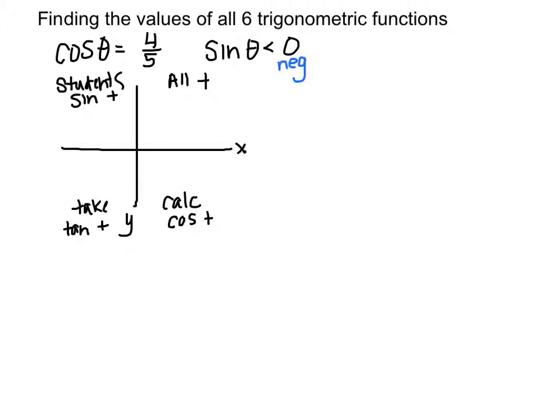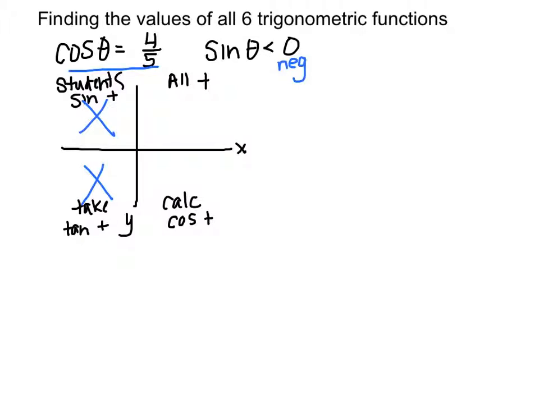So here's how I like to figure out what quadrant I'm in. I'm going to start with this first piece right here. Cosine of theta is 4/5. 4/5 is a positive number. So it's positive all in quadrant 1. If only sine is positive, that means cosine is not. If only tangent's positive in quadrant 3, that means cosine is not. So now I've eliminated 2 of my quadrants.